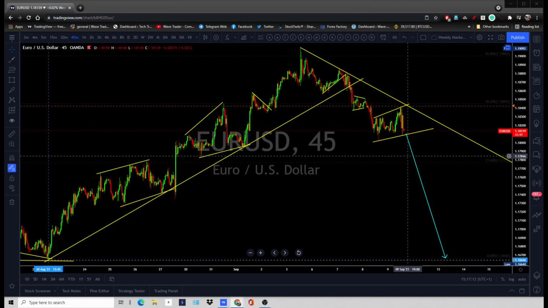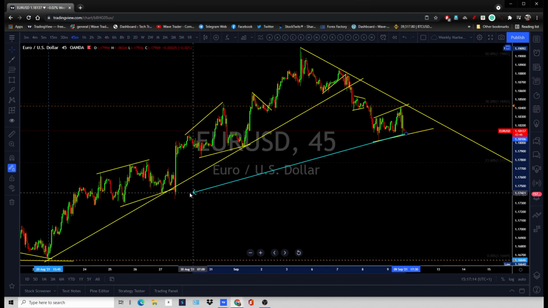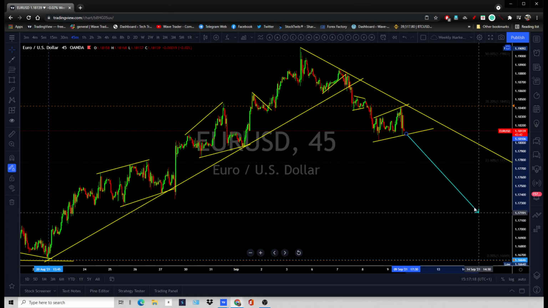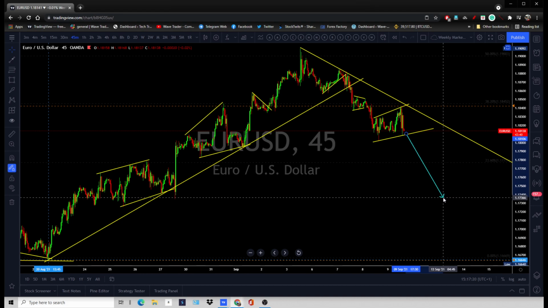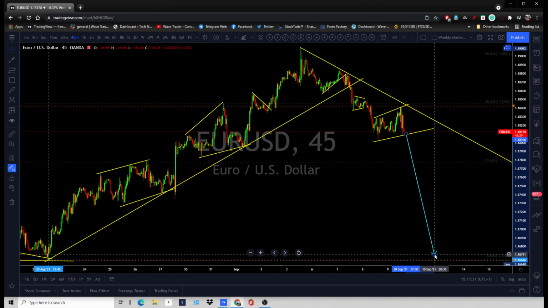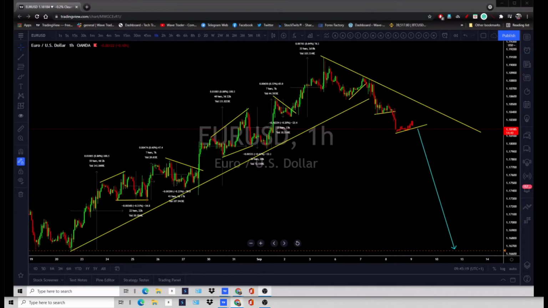another leg lower. Okay, so the target you are looking for the next leg is going to be 1.1730, or in best case scenario, price to go all the way down to 1.1660 or 1.16. All right, so let's look at the previous video setup, and then we're going to look at this chart, what to do next on this.